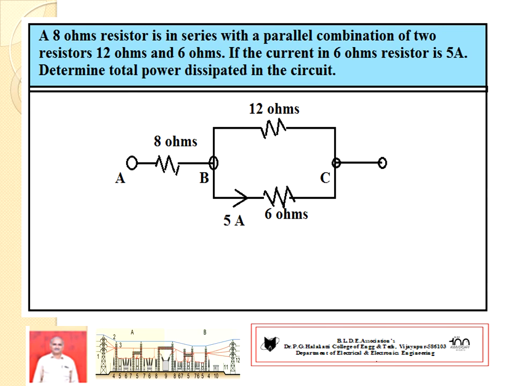Another VTU question paper problem. Now we can understand, voltage is not given. See how they are checking your intelligence. An 8 ohms resistor is in series with a parallel combination of two resistors, 12 ohms and 6 ohms. If the current in the 6 ohms resistor is 5 ampere, determine the total power dissipated in the circuit. Sir, quite interesting.